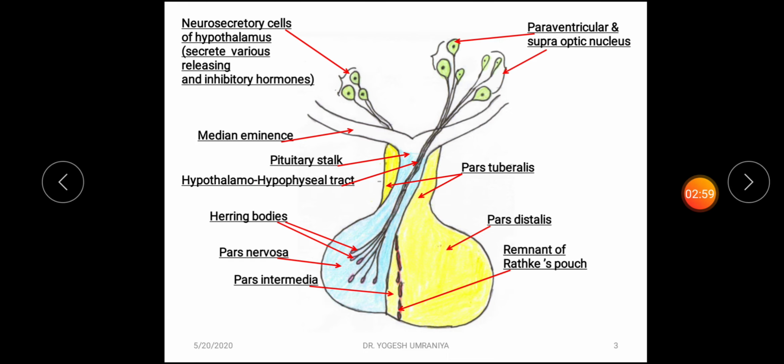hypothalamo-hypophyseal tract. And again you can also see the neurosecretory cells lying within the hypothalamus, secreting the various releasing as well as inhibitory hormones for the pituitary gland. So, this neurohypophysis, the posterior lobe, is not producing any hormone, but is just acting as a reservoir or collecting site for the various hormones secreted by the neurosecretory cells. Okay. So, that is all about the structure of the pituitary gland.